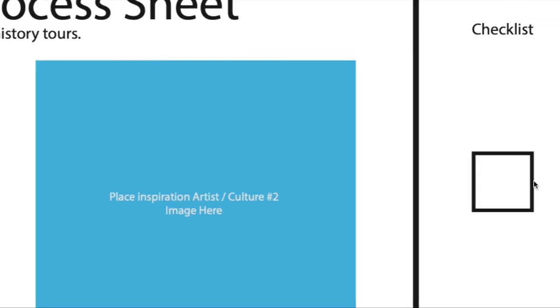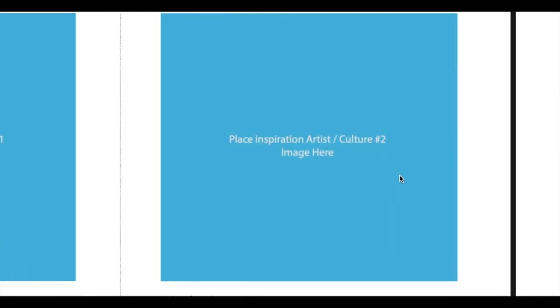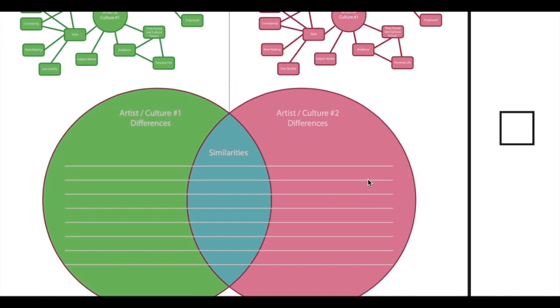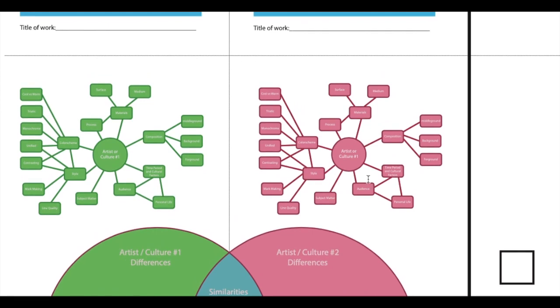Do this sequentially. First, pick the two artists or cultures that you want to combine. Feel free to change up the artists that you found in class if you have a new idea. Place an image for each and mark down the title of the work. If you can't find a title, show more than one piece by the artist or culture to represent a body of their work.